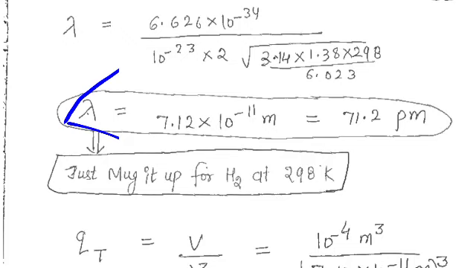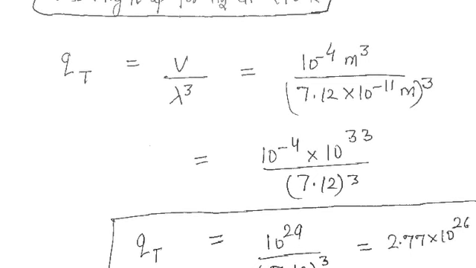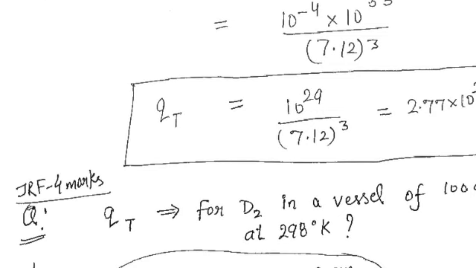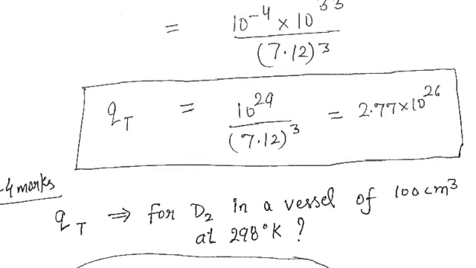Alright, so now we are going to put the value in the QT expression. Volume is 10 to the power minus 4 meter cube, and lambda is 7.12 into 10 to the power minus 11 meter. We have to put all the values in the SI system, that is the meter. So all the units cancel out, and we ultimately get the translational partition function as 2.77 into 10 to the power 26. This is your final answer.